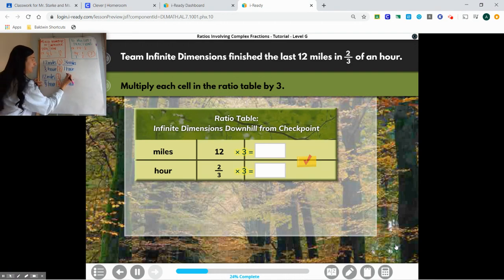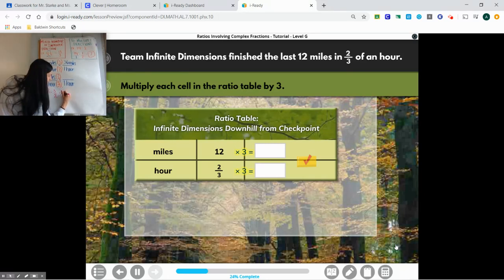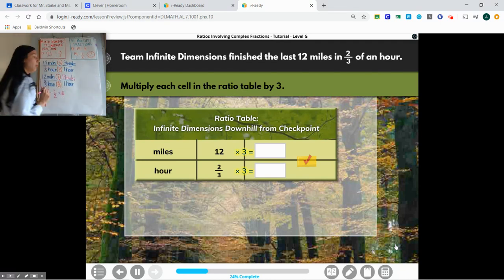So we see that this problem really turned into 12 over 1 times 3 over 2. 2 divided by 2 is 1. 12 divided by 2 is 6. Multiply straight across. 6 times 3 is 18. 1 times 1 is 1. So this will be 18 miles in 1 hour.